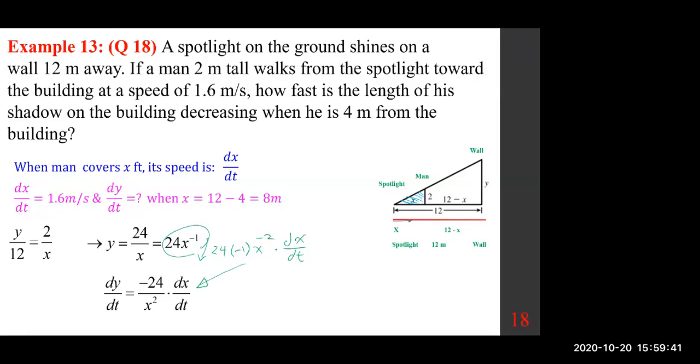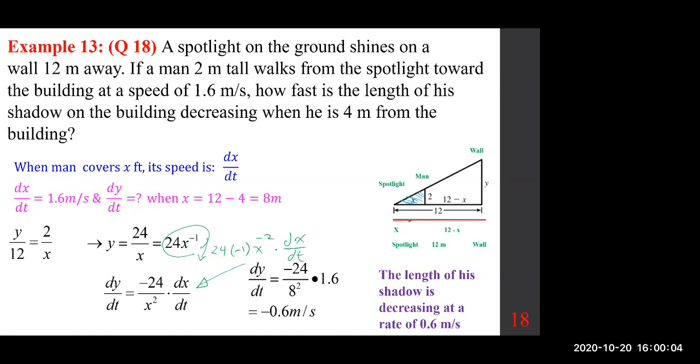So now you have everything to plug in. Remember, we said x is 8 meters, so you plug it in. And I'm hoping everybody can simplify. We don't have any problem with that. So what does it mean? The length of his shadow is decreasing, because it's negative, at a rate of 0.6 meters per second. Again, we used similar figures. Pretty straightforward.